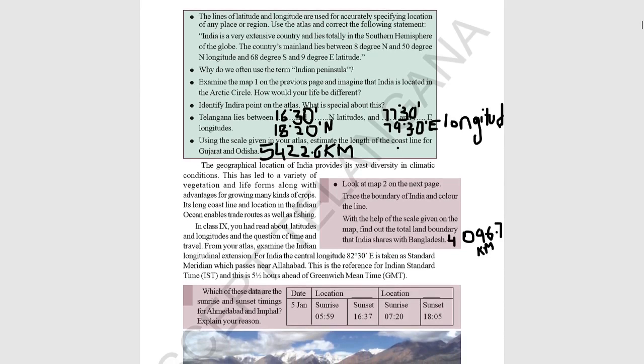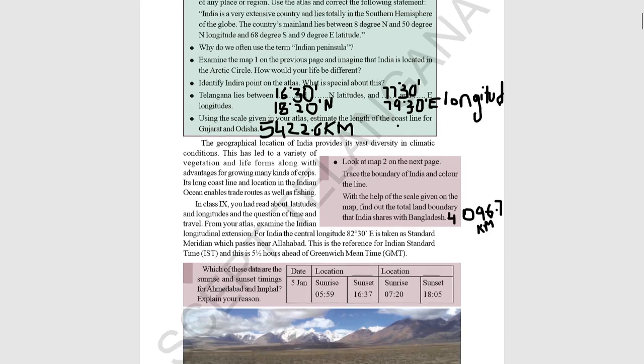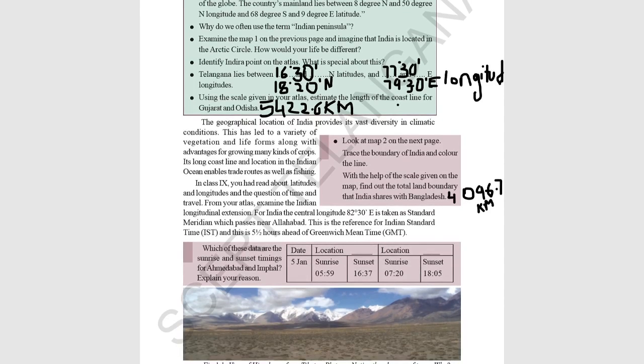And identify Indira Point on the atlas. What is special about this? Indira Point is the southernmost point of India. I have written it in the question answers, you just take it down. And it is located in the Nicobar Islands, and from the latitudes, longitudes, that is 30 degrees.